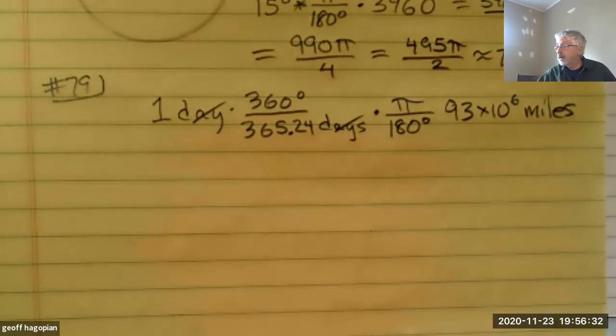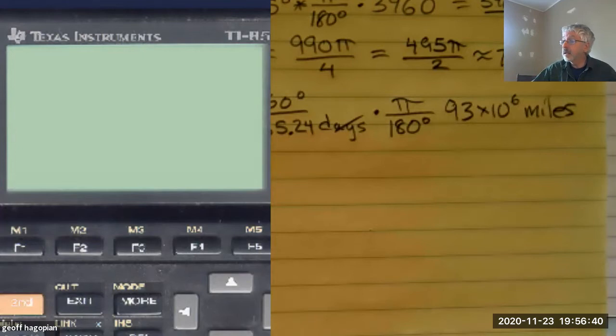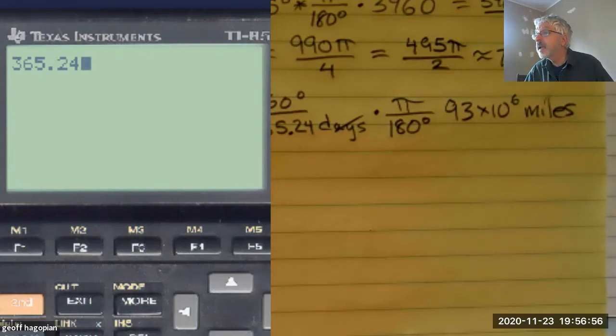Should we do it on the calculator? We shall. Here's the calculator. Turn it on. Should we clear it out? And we've got 365.24. We want the reciprocal of that, right? Is there a reciprocal button here somewhere? A lot of calculators will have a reciprocal button. Does this one have one? No. But we can raise it to the -1 power, right?